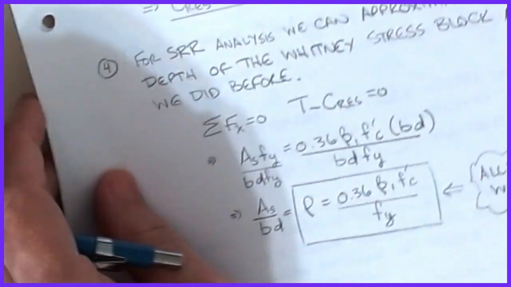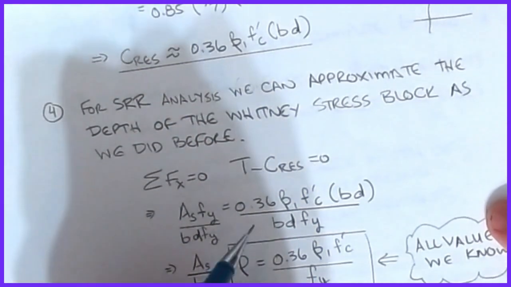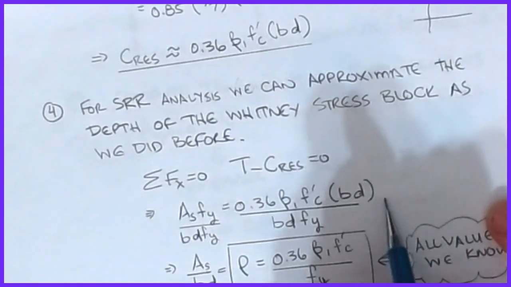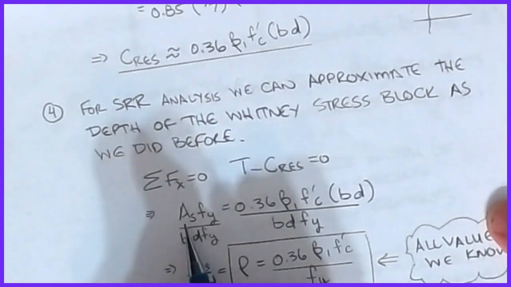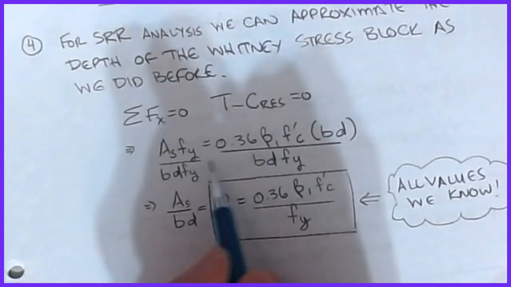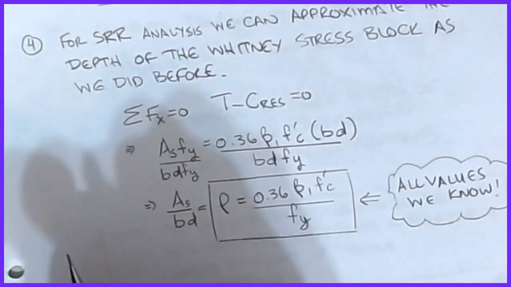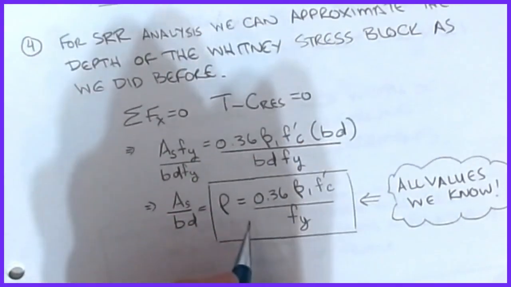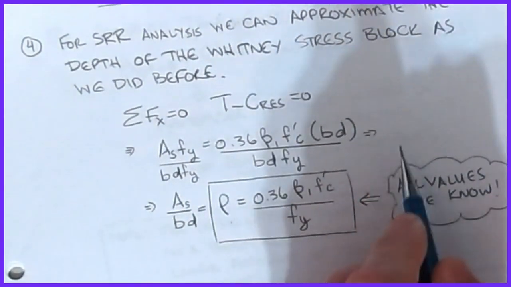Now, for our SRR analysis, you'll recall that we went through and could estimate the approximate depth of the Whitney stress block as we did before. This is a slightly different variation of the formula that you saw, but if I take my equation for this, I come up with a relationship in which I can show that AS FY over BD FY is equal to 0.36 beta 1 F prime C. So I'm dividing both sides by BD, because AS over BD becomes a rho value. Then I divide both sides by FY, and so my BD cancels.